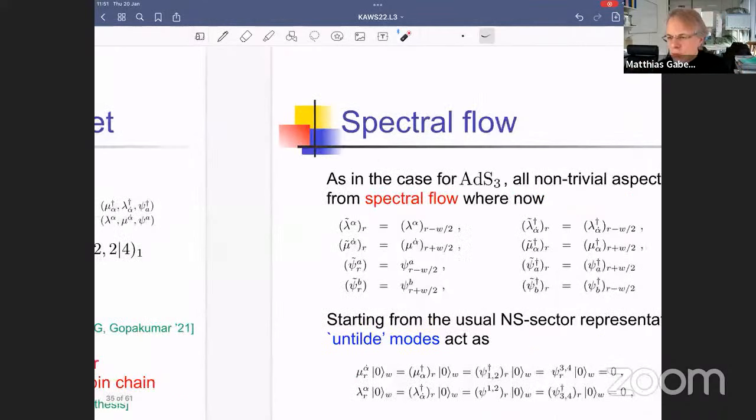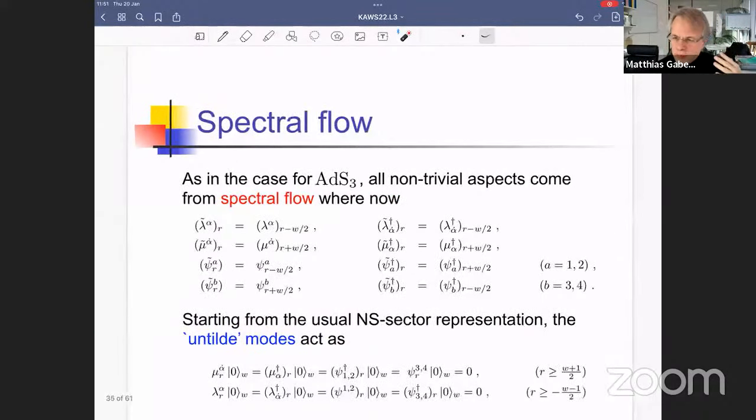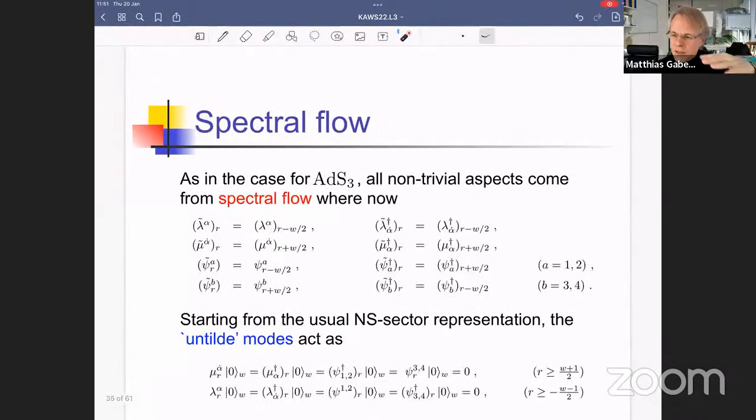Okay, so what's the new ingredient? Well, in AdS3, all the interesting bits came from spectral flow. There are actually no physical states, there's some sort of spurious state in the unflowed sector, but essentially all the physical states, except for probably a non-normalizable state at w equal to zero, a single state, come from w bigger than one. So you would expect that something similar should happen here. And you can guess what the correct spectral flow is. This is really guessed by analogy with what we did for AdS3.